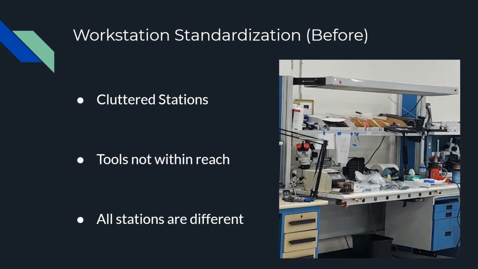Next, the team looked at the workers' workstations. The picture on the right shows what the workstations looked like when we first arrived at CMA. Stations were cluttered and the required tools were not always within arm's reach. Additionally, each station was different, causing confusion among workers.